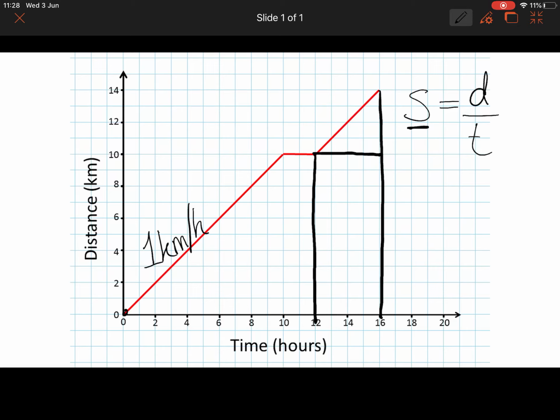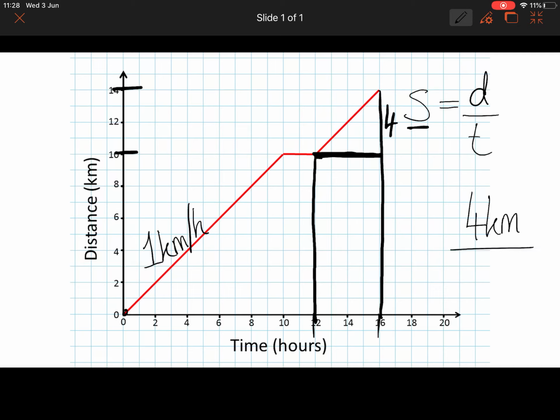Okay, so the speed is the distance travelled in that section, and the distance travelled in that section, where they were at 10 and then they made it to 14, is 4 kilometres. It's the height of this line here. Okay, so the distance is 4 kilometres. And the time it took for them to travel that 4 kilometres is only this section here, so from 12 to 16 hours.